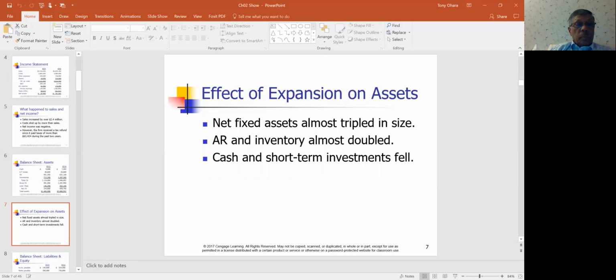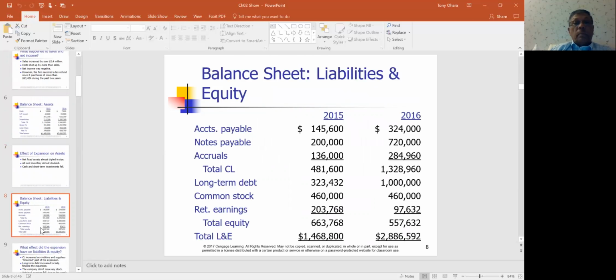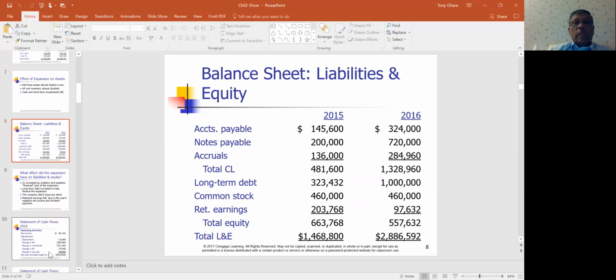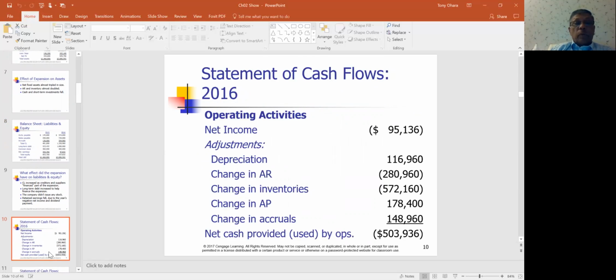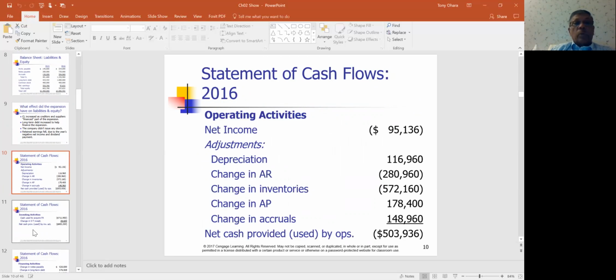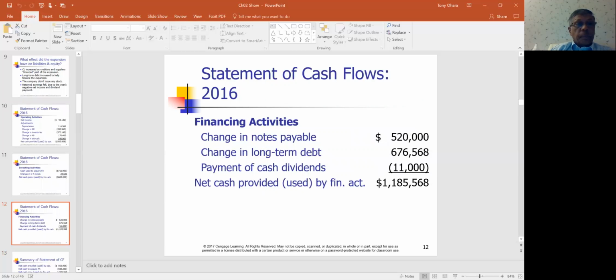Now, there's your second part of the balance sheet, the liability and equity section. And then, of course, we talk a little bit about the cash flow. The statement of cash flows, you know, has 3 parts. One is cash provided by operations, and of course, cash from investing activities and cash from financing activities.